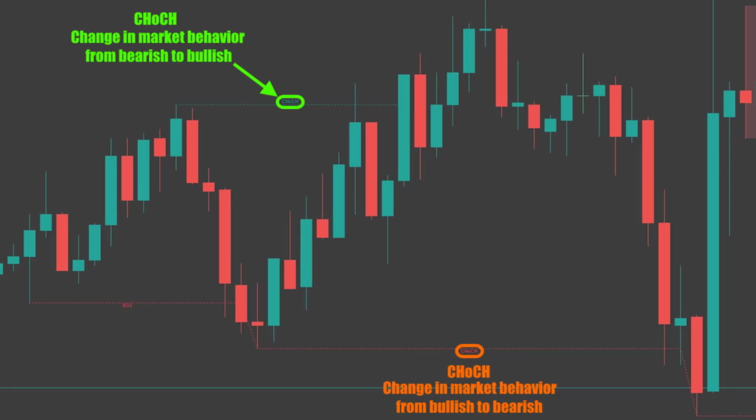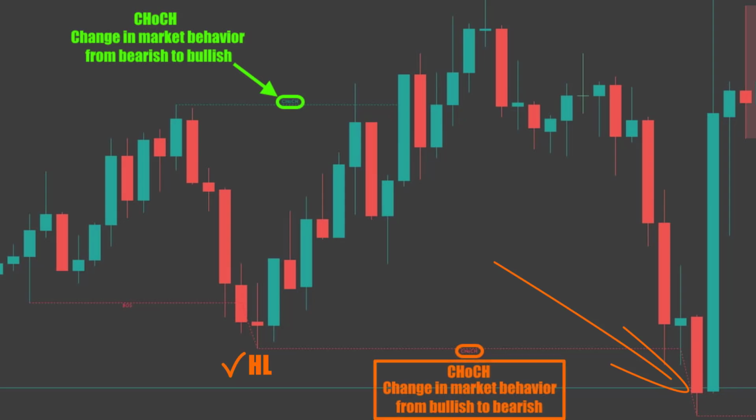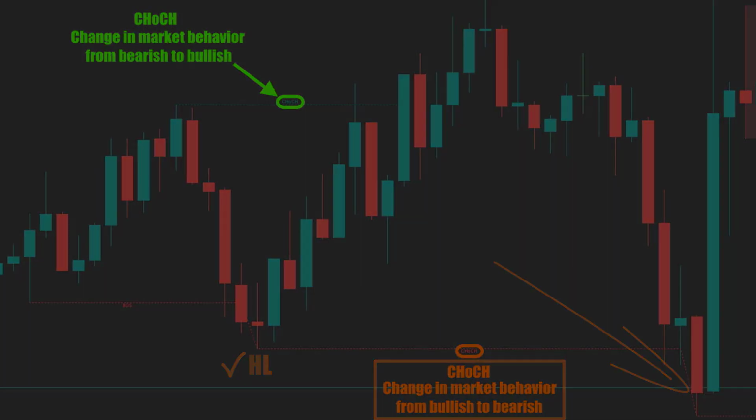A CHOCH appears when the fundamental rule of the current trend is violated. For example, in a bullish market, the price breaks below the most recent significant low. This breakout is defined as a CHOCH. While it does not guarantee an immediate market reversal, it serves as an important early signal that buyers are starting to lose control. After this marker appears, traders using the SMC concept stop actively looking for call opportunities and begin considering potential setups for put options.